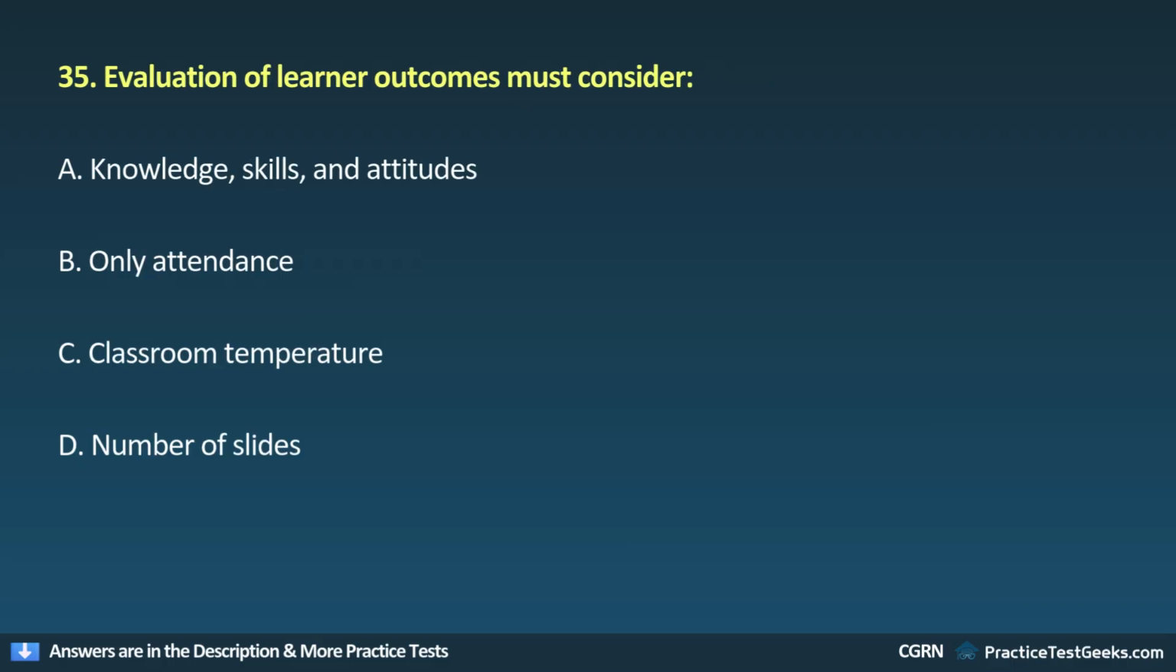35. Evaluation of learner outcomes must consider A. Knowledge, skills, and attitudes. B. Only attendance. C. Classroom temperature. D. Number of slides.